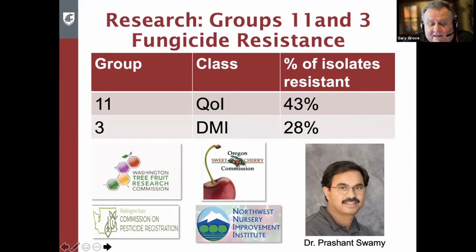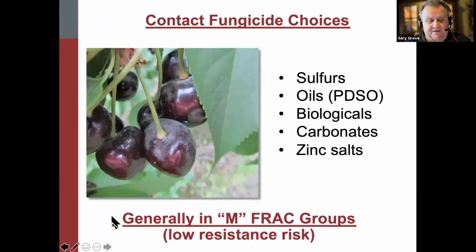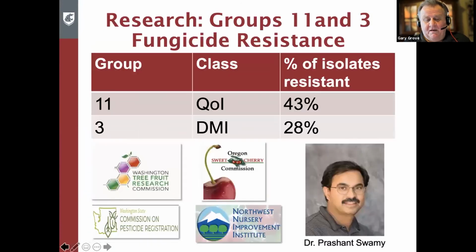So that handsome fellow on the bottom right is Prashant Swami. He worked in the lab as a postdoctoral plant pathologist for several years and did an absolutely wonderful job on this in terms of bioassays and molecular biology studies. But he found in the group 11s, 43% of the isolates that we sampled were resistant, and 28% of the group 3 isolates were also resistant.